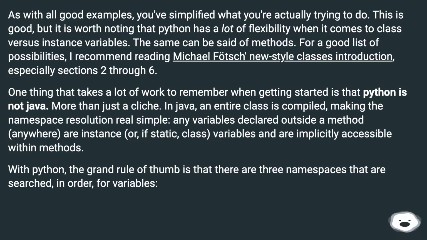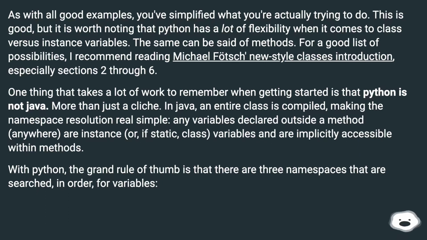One thing that takes a lot of work to remember when getting started is that Python is not Java. More than just a cliche. In Java, an entire class is compiled, making the namespace resolution real simple. Any variables declared outside a method, anywhere, are instance, or, if static, class, variables and are implicitly accessible within methods.